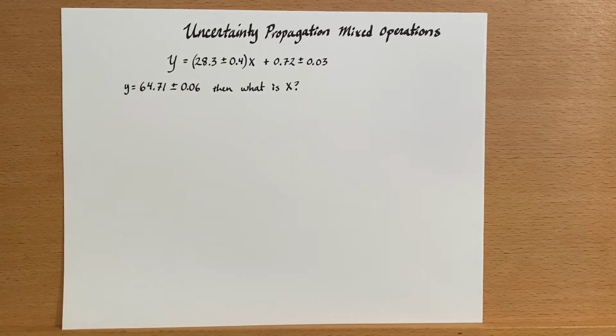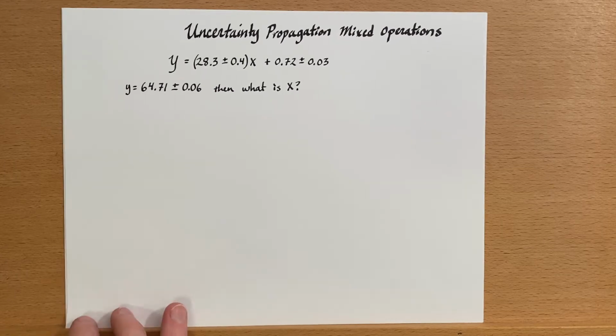Now let's propagate uncertainty using mixed operations. So in this case, we will have an addition-subtraction event, and we'll also have some multiplication-division. How do we handle that when we're propagating error?